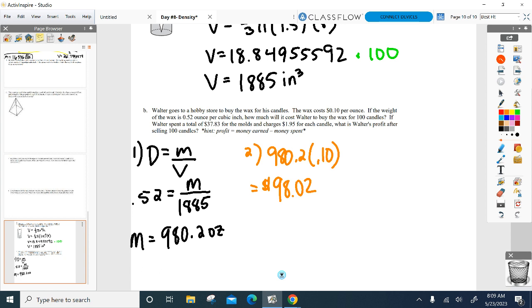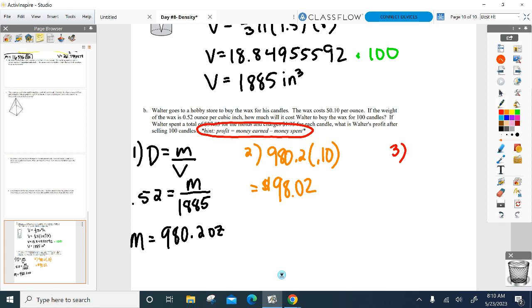We're all right. And then here's the last part now. We know how much it costs for the wax. If Walter spends $37.83 for molds and he's going to charge $1.95 for a candle. All right, so every candle he sells, he gets $1.95 back, but he also has to pay $37.83 for these molds. How much profit is he going to make from 100 candles? And I gave you guys a little hint here. Profit is found by taking the money earned. So hey, let's stop there.